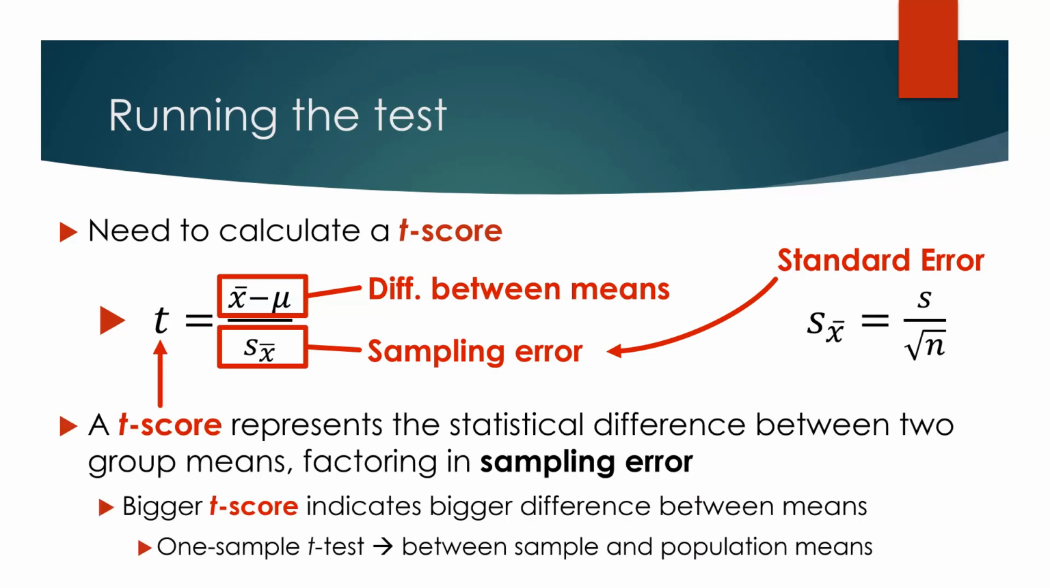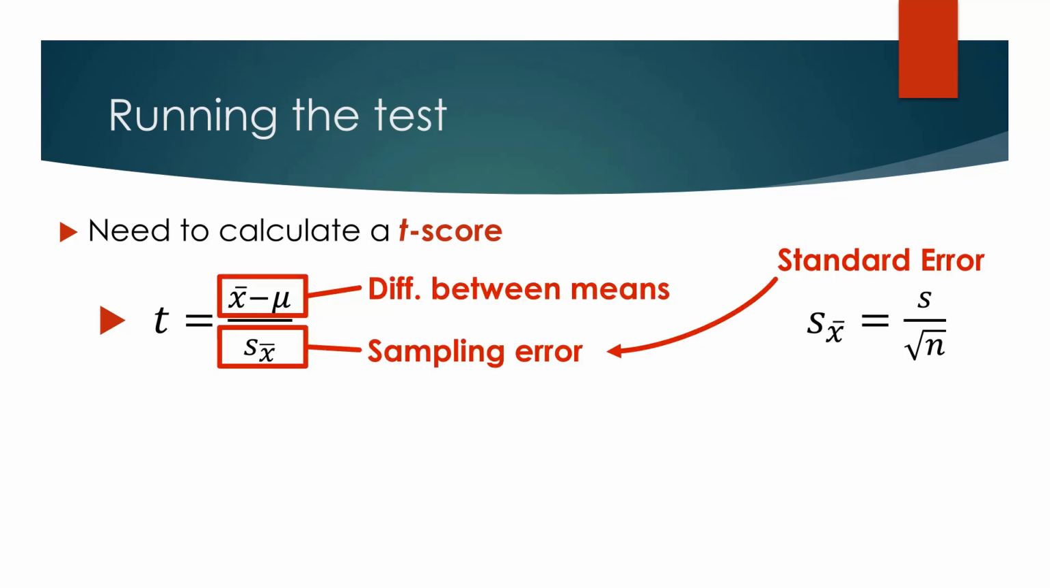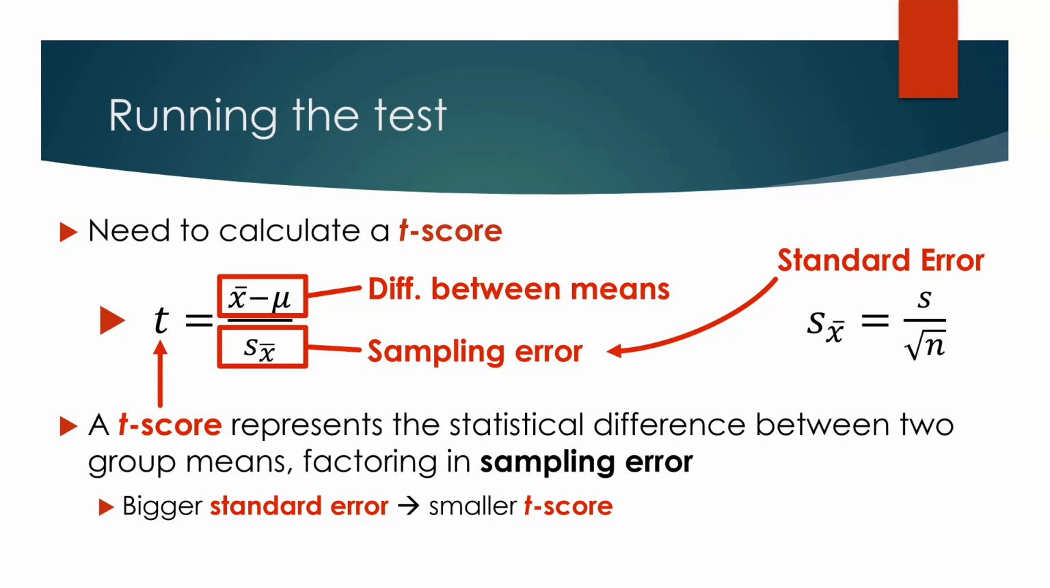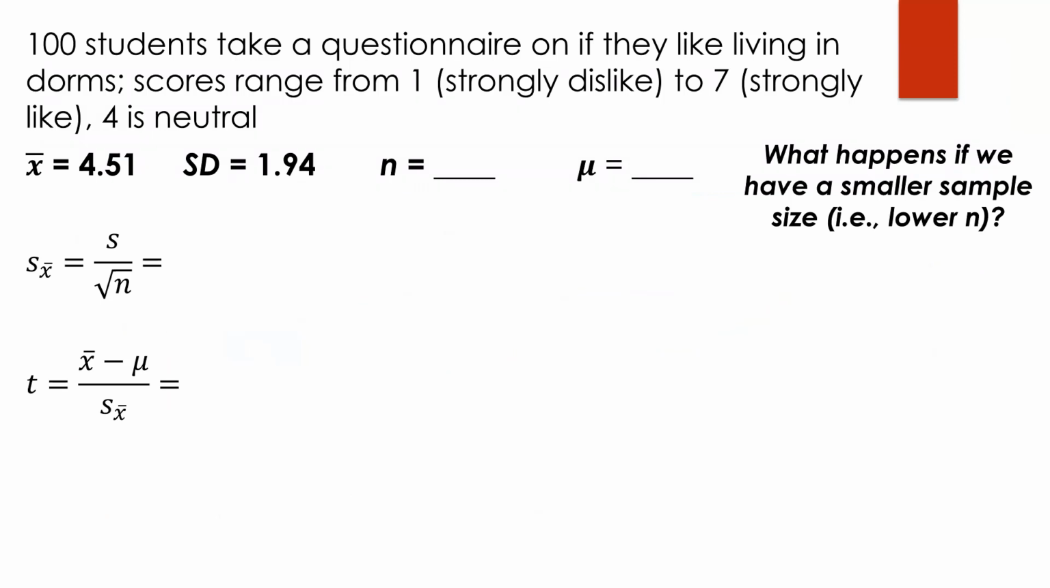A bigger t-score indicates a bigger difference between the means. As we said before, the bigger the t-score, the bigger the difference between our sample and population means. Now, when you have standard error, a bigger standard error results in a smaller t-score. Let me show you how that works and why that's important. The more sampling error you have results in a bigger standard error, which results in a smaller t-score. So what happens if we have a smaller sample size?